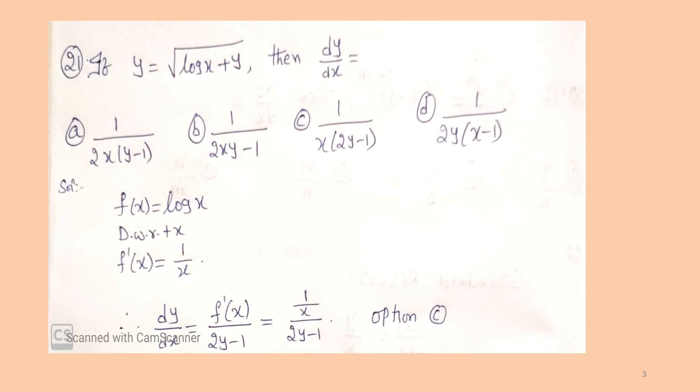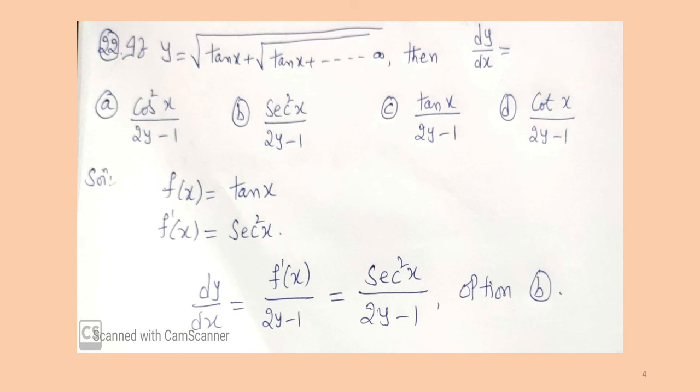Now problem: if y equals square root of log x plus y, then dy by dx equals, options are given. From the result, f of x value is log x. Differentiating with respect to x, f dash x will be 1 by x. Now substituting in the result, dy by dx equals f dash x by 2y minus 1, which is nothing but 1 by x into 2y minus 1, which is option C.